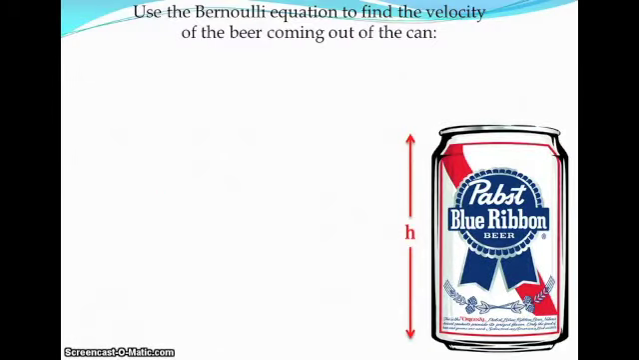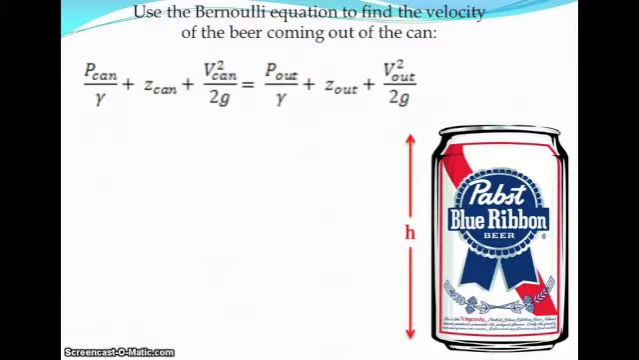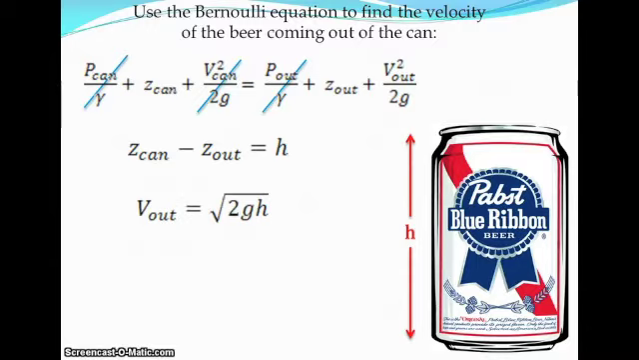Now we've assumed that the beer is a free jet. Using Bernoulli's equation, with the pressures at the surface of the beer and the orifice equal to each other, and the velocity at the surface equaling 0, we can derive an equation for the beer's exit velocity.